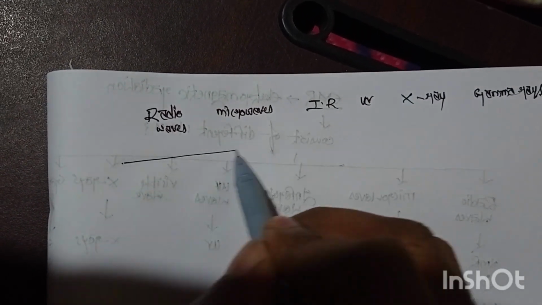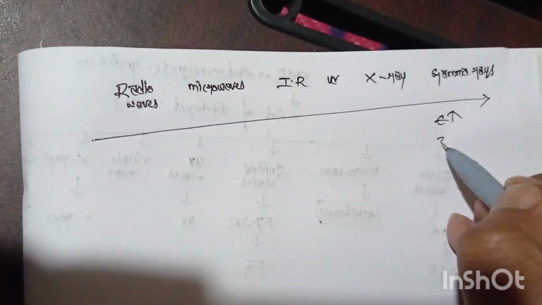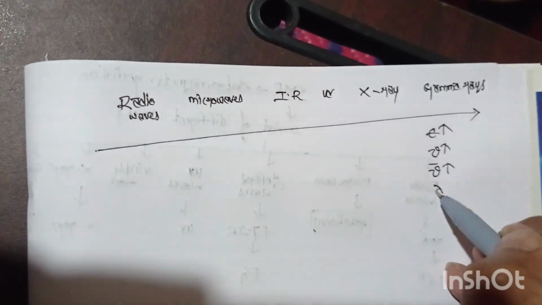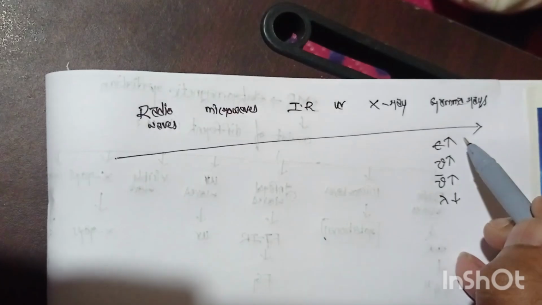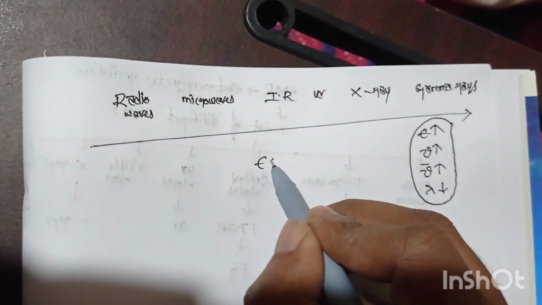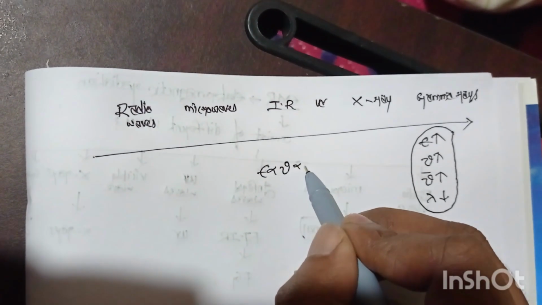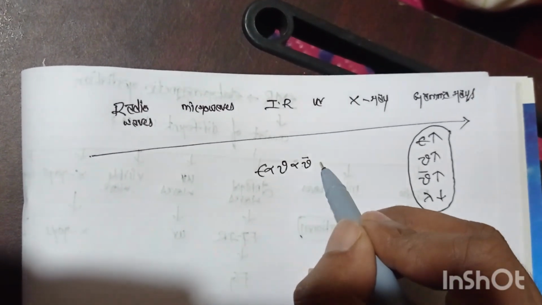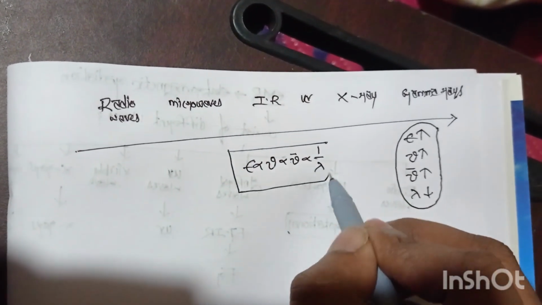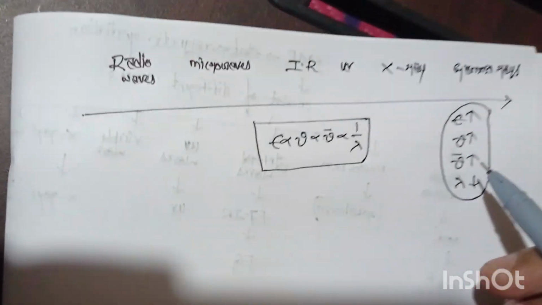From moving to radio waves to gamma rays, there is an increase in energy, an increase in frequency, as well as an increase in wave number, and there is a decrease in wavelength. From all these four parameters, we can write one relation: energy is directly proportional to frequency, and these two parameters are directly proportional to wave number, and these three parameters have an inverse relation to wavelength. So this is the relation we are obtaining from electromagnetic radiation.